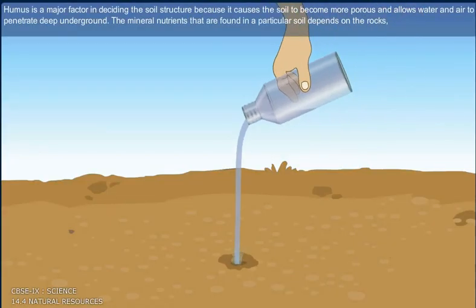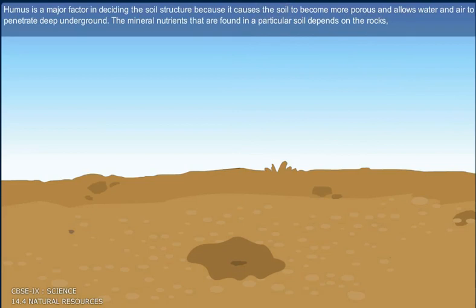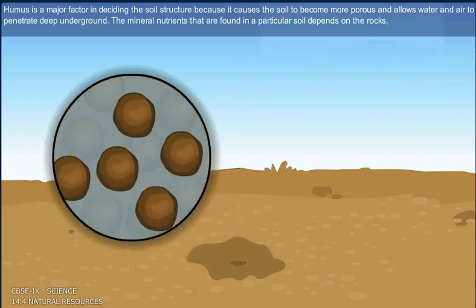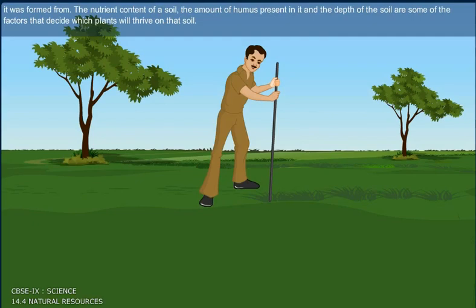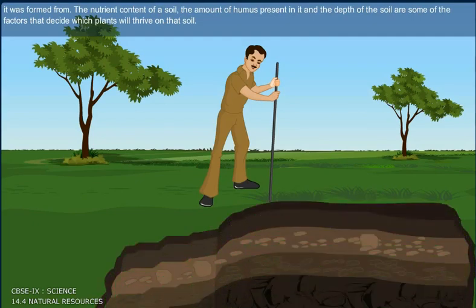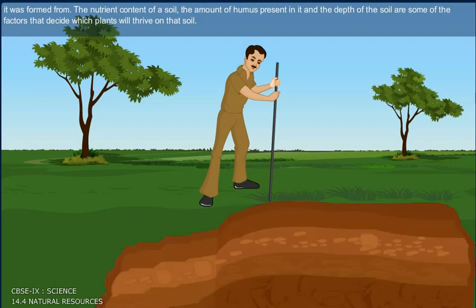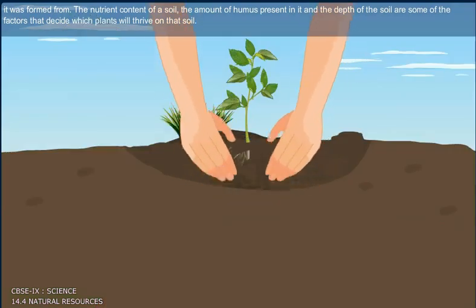Humus is a major factor in deciding the soil structure because it causes the soil to become more porous and allows water and air to penetrate deep underground. The mineral nutrients that are found in a particular soil depend on the rocks it was formed from. The nutrient content of a soil, the amount of humus present in it, and the depth of the soil are some of the factors that decide which plants will thrive on that soil.